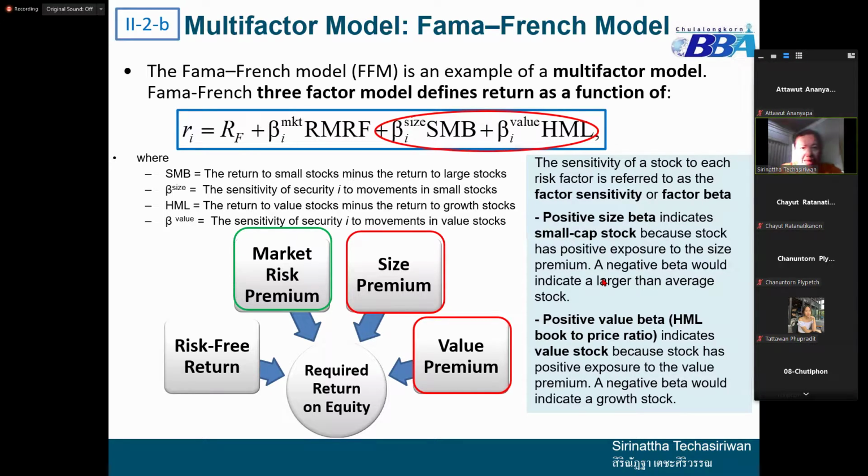So what is market capitalization? Let you tell me, because since the beginning, I haven't asked you any questions. So how do we calculate market capitalization? Shayutha.